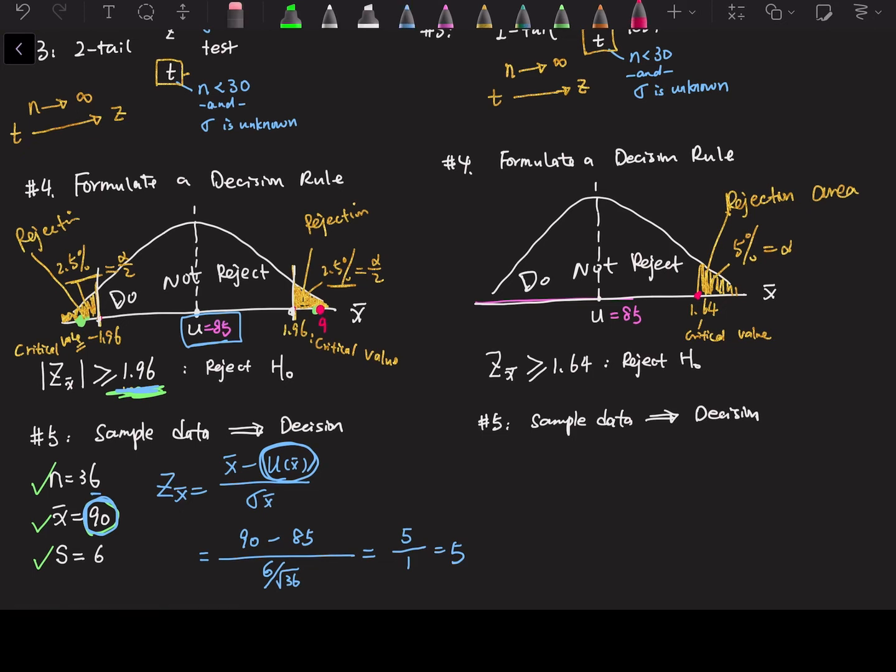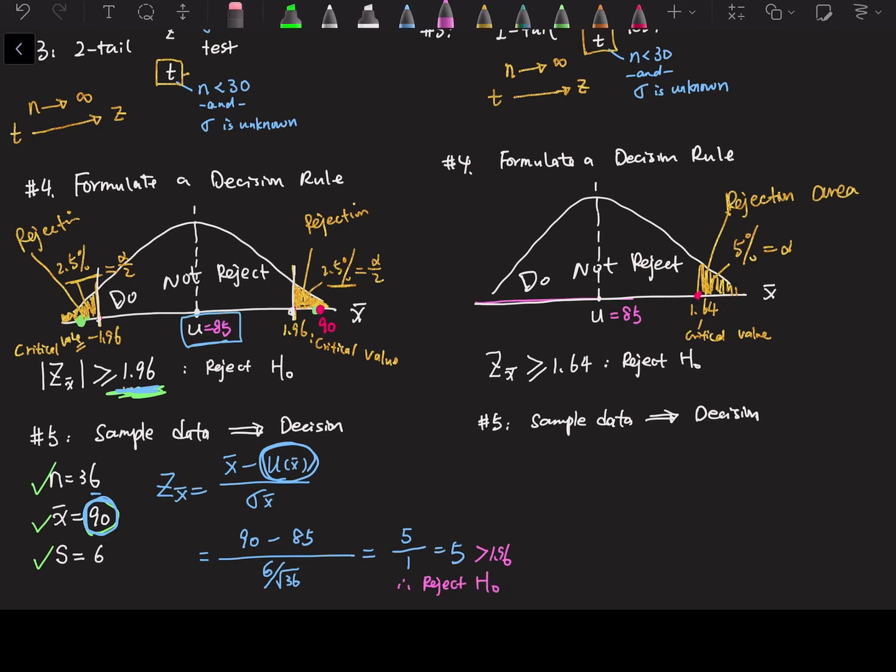So this is the 90. That means if the null hypothesis is true, if the population mean is really 85, there is less than a 2.5% chance, a very small probability, that you get a sample mean of 90 or even more extreme than 90. And because this is greater than 1.96, we reject the null hypothesis.